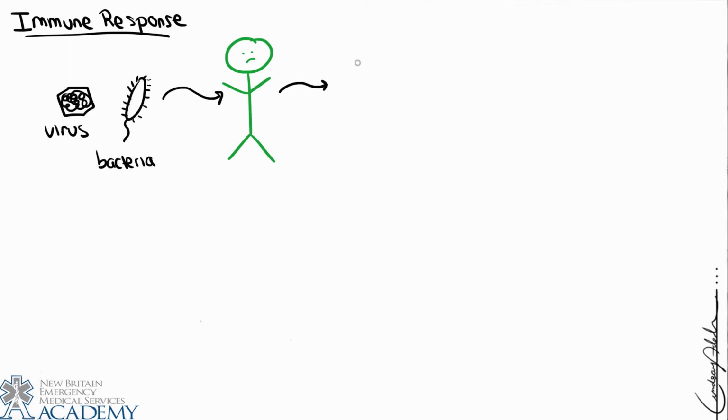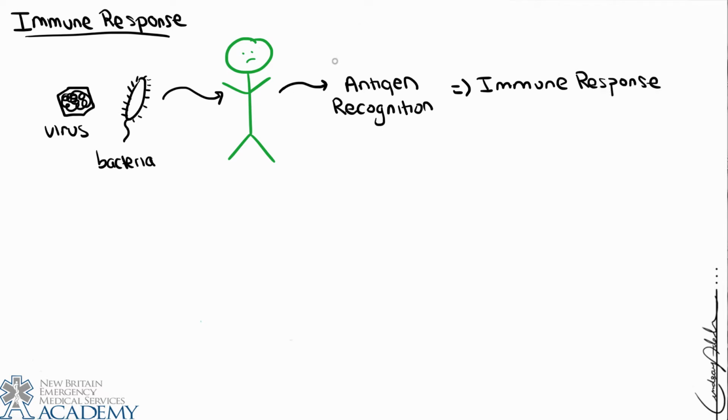One of the things that needs to happen right away or early on is this process called antigen recognition. And antigen recognition in turn will confer an immune response. We haven't really gotten to what the specifics of that immune response are yet, but I just want to make a couple of statements about antigen recognition and about the process that goes along with it.